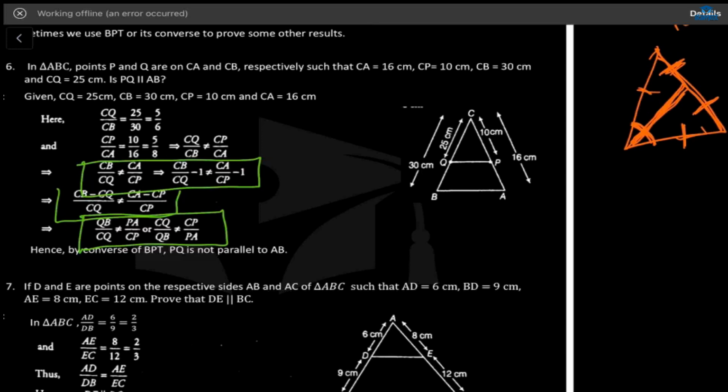That means PQ is not parallel to AB, because the ratios are not the same. The ratios are not the same, that means they are not parallel also.